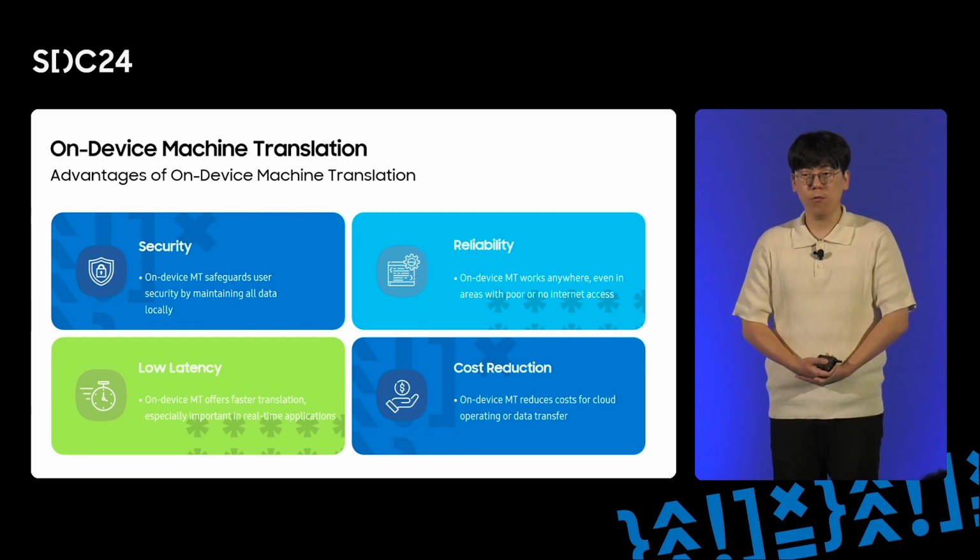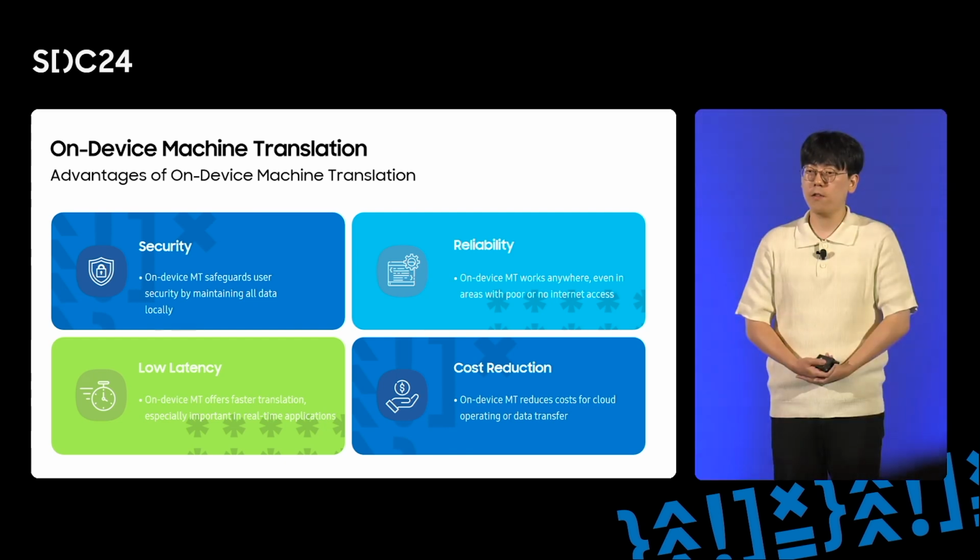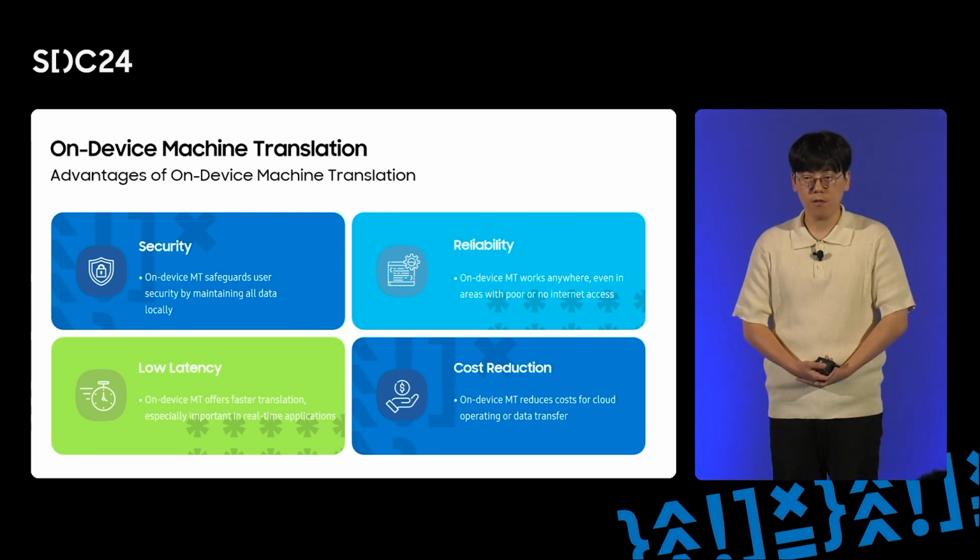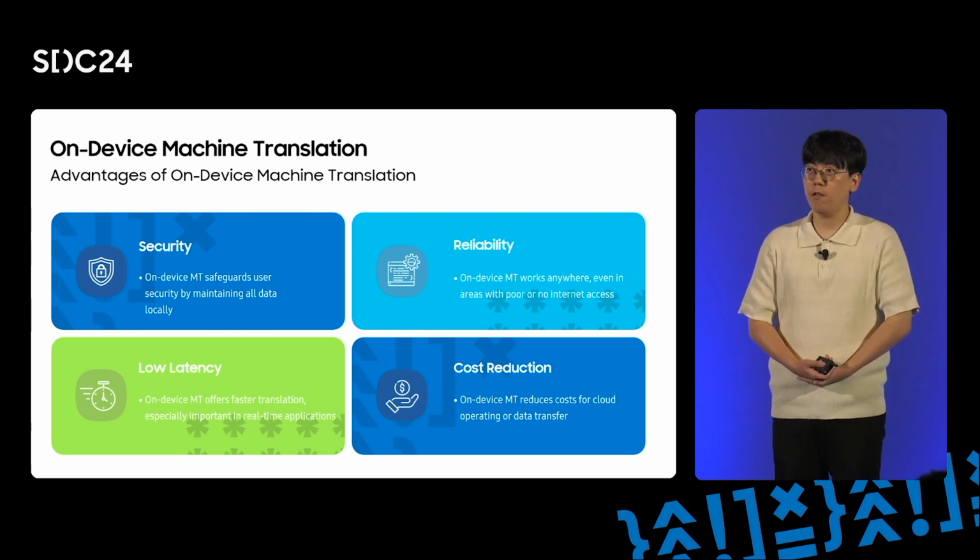Now, third is low latency. On-device machine translation eliminates the need for data transfer to cloud server. This means translation can happen almost instantly. This is particularly useful in real-time situations. Finally, on-device translations can reduce costs. Cloud-based translations often incur ongoing expense. With on-device translation, there are no server costs or subscription fee, as everything runs locally. This can significantly reduce cost over time.